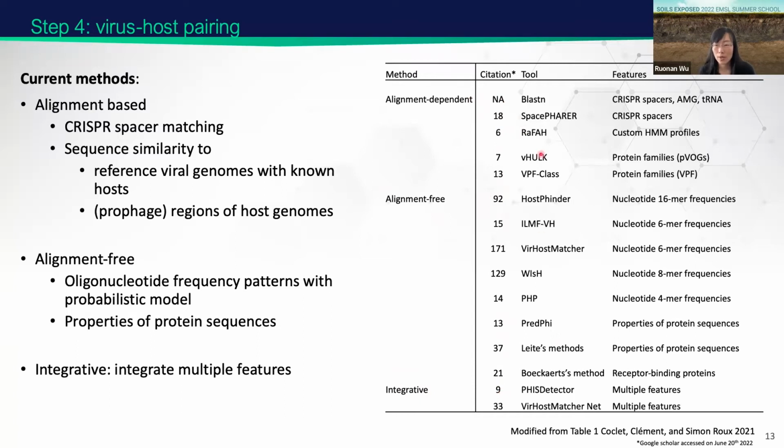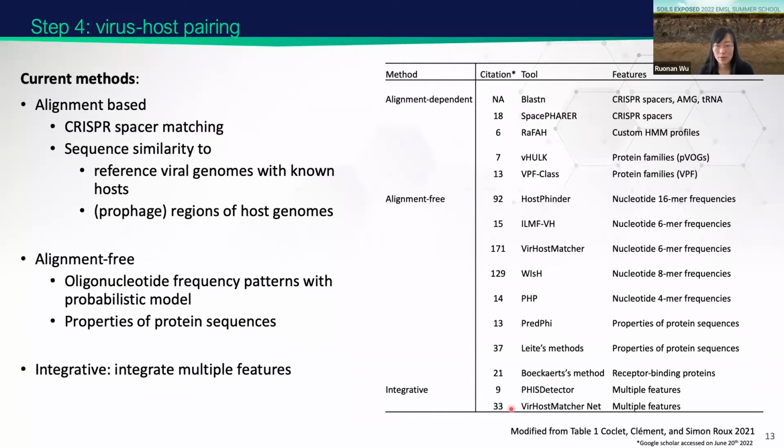Alignment-dependent methods are mainly based on CRISPR spacer matching or sequence similarities to reference viral genomes with known hosts, or to the prophage regions of metagenome-assembled genomes. Alignment-free methods are primarily based on oligonucleotide frequency patterns with probabilistic methods, or on extracting sequence features of known virus-host pairs to construct predictive models. Then integrative methods are the ones that combine multiple features that I just mentioned.